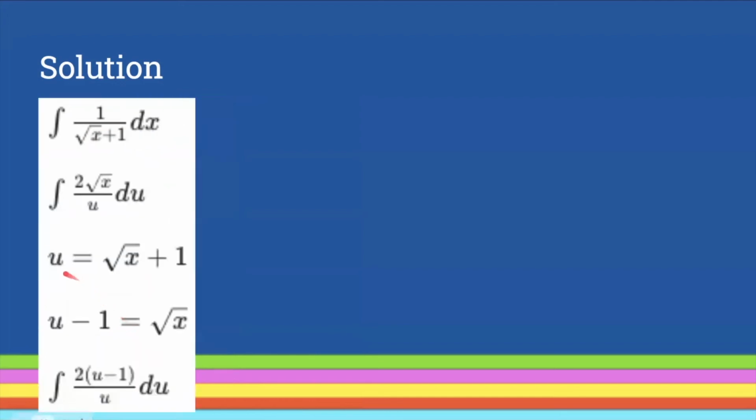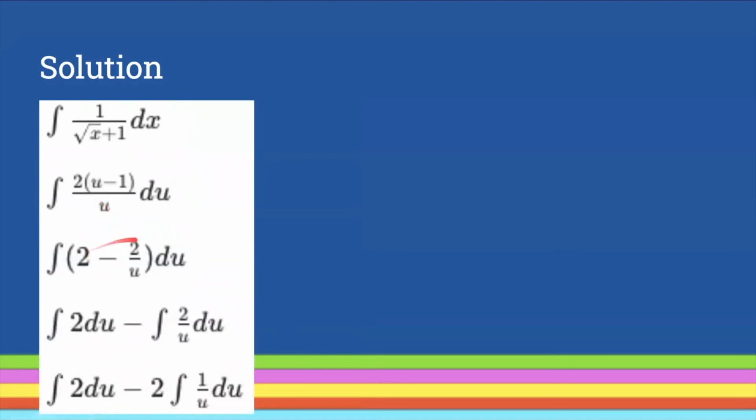Well, if you look at what we set u equal to, and then we subtract 1 on both sides, you can solve that the square root of x is equal to u minus 1. And then you can substitute that in. So now this integral becomes pretty easy.